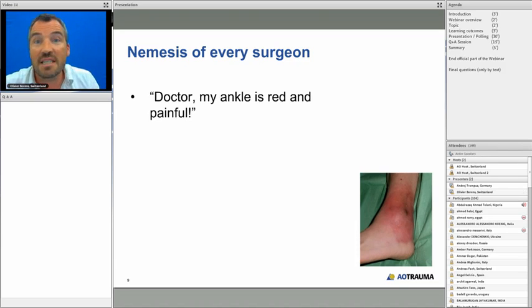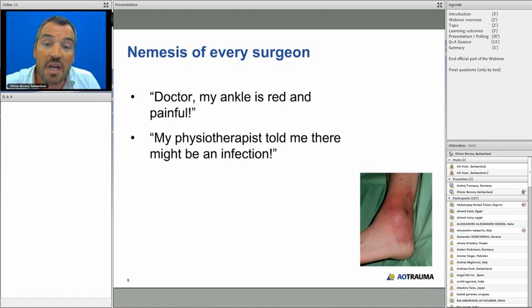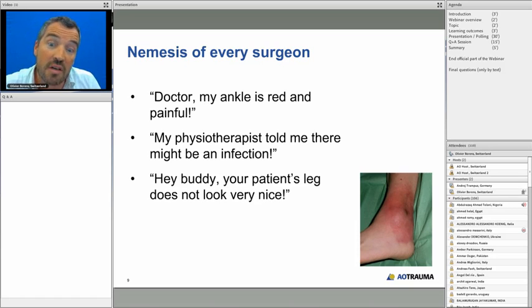And it is always difficult when our patient that has been operated on for a fracture of his lateral malleolus comes back to our outpatient clinic and says, "Hey doctor, my ankle is red and painful. It's getting even worse." When the patient tells us, "Hey, my physiotherapist told me that there might be an infection," or when a colleague of ours tells us, "Hey, I saw your patient while you were away on vacation or on a meeting, and the leg doesn't look very good." What can we do in a situation like this?